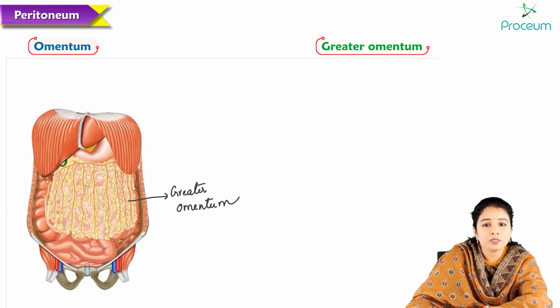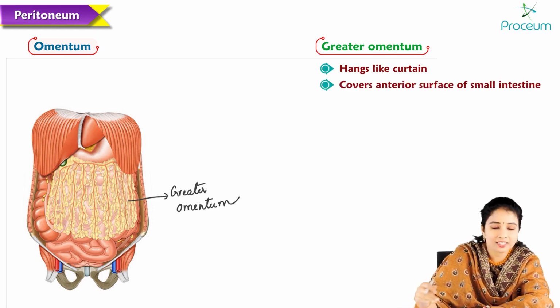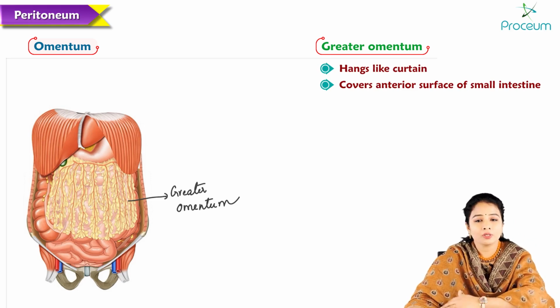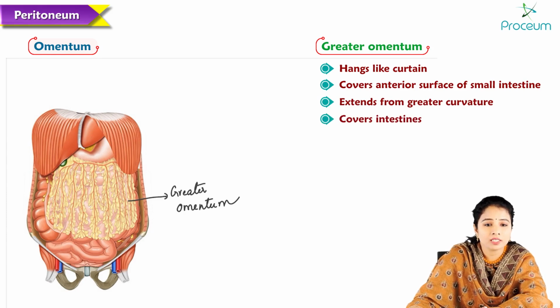So greater omentum hangs like a curtain which covers the anterior surface of small intestine. So we can see it is like a curtain covering all the coils of the small intestine, and it extends from the greater curvature and covers the intestine.